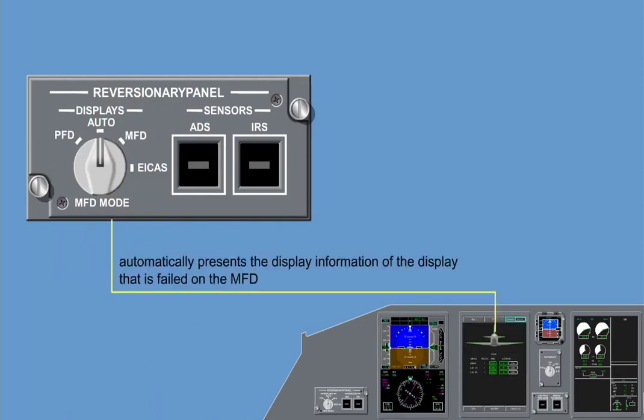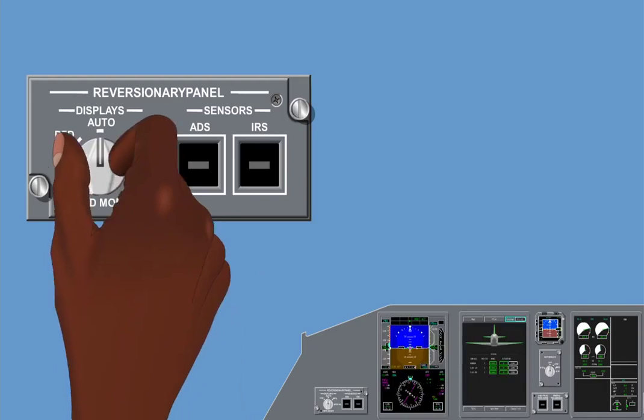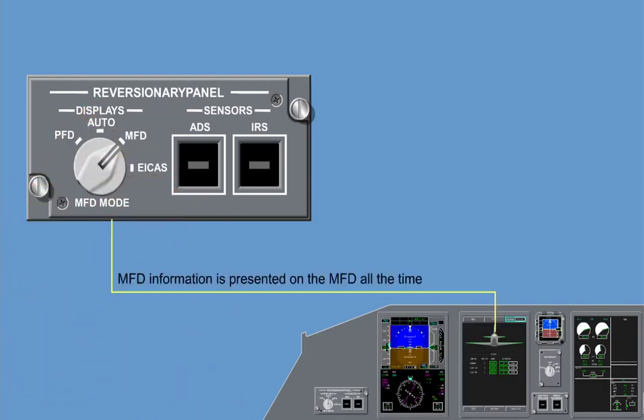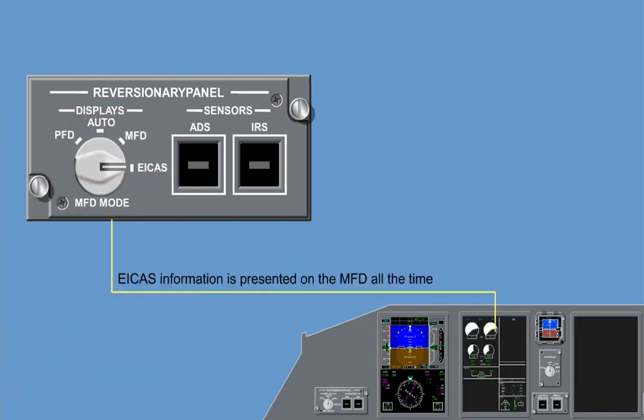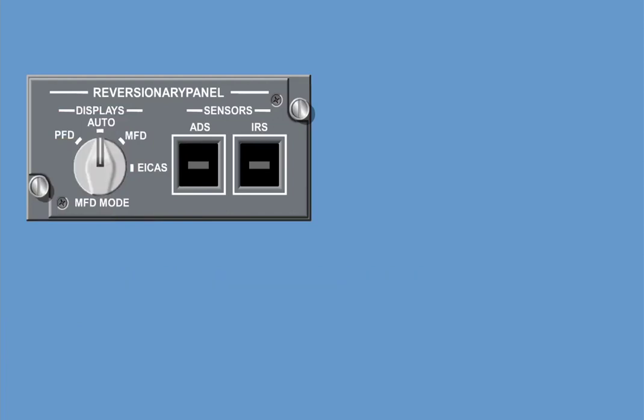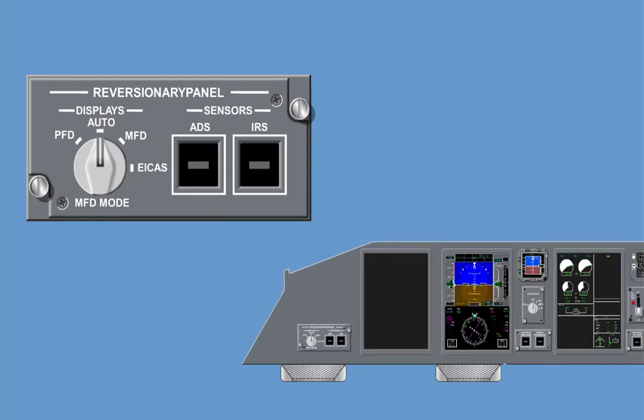Auto. Automatically presents the display information of the display that has failed on the MFD. MFD. MFD information is presented on the MFD all the time. ICUS. ICUS information is presented on the MFD all the time. In the event of an electrical emergency, the display selector knob is deactivated and the PFD will be displayed on MFD1, regardless of the knob position.